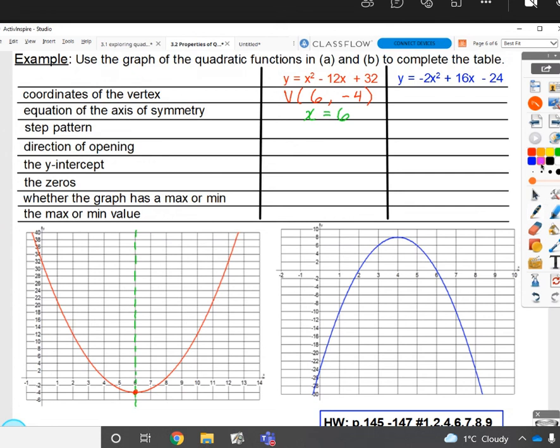Okay, step pattern. Here we go. I'm going to pull out a different color here. It can get a little bit nasty. That's okay. We're counting by 2s here. So over 1, it looks like we went up 1. Do you agree? Over 1, up 1, 2, 3. Over 1, up 2, 4, 5. So it looks like it's a plus 1, plus 3, plus 5.